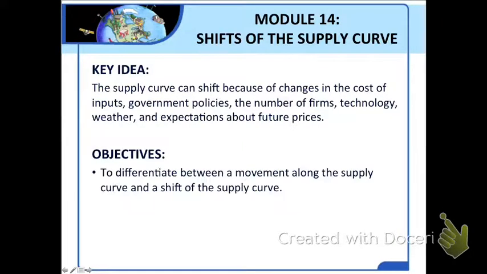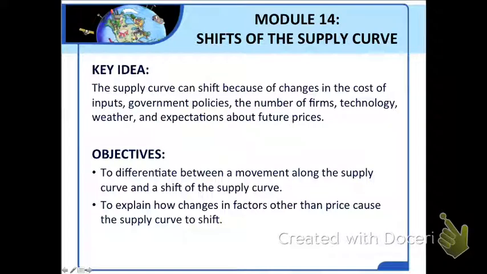So, the first thing that I will do is to differentiate for you between a movement along the supply curve and a shift of the supply curve. These are two different things, just like there was a difference between a movement along the demand curve and a shift of the demand curve. Then I will explain how changes in factors other than price cause the supply curve to shift.